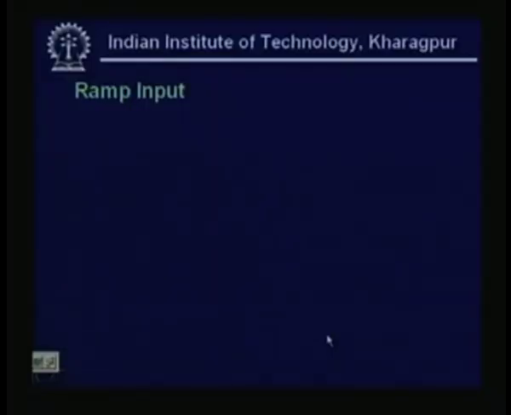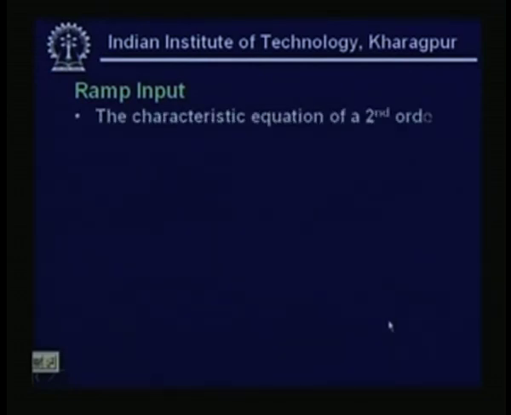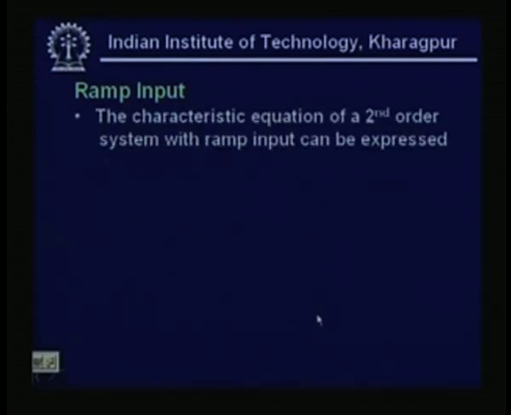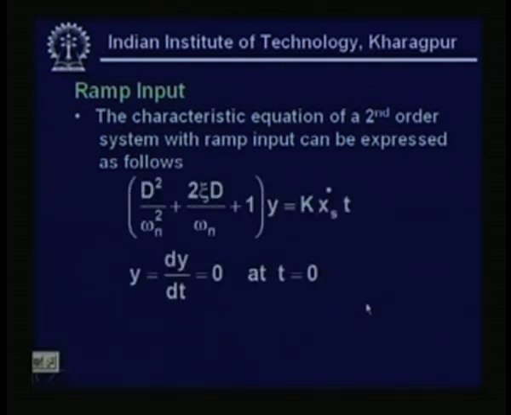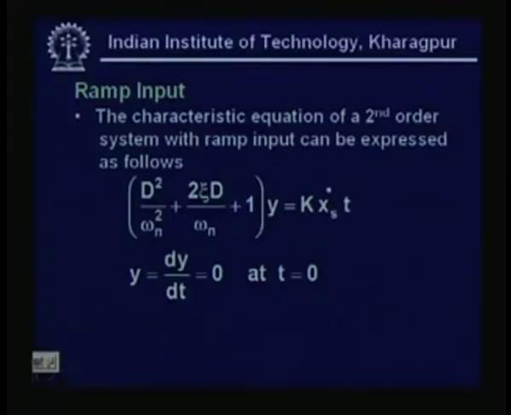If I look at the ramp input, the characteristic equation of a second order system with ramp input can be expressed as follows. Already we have discussed the ramp input in the case of the first order system. We are taking the same three inputs so that we can compare them side by side. D square upon omega n square plus 2 xi D by omega n plus 1, y equal to k xs dot into t, with y equal to dy by dt equal to 0 at t equal to 0. These initial conditions we have discussed before also.